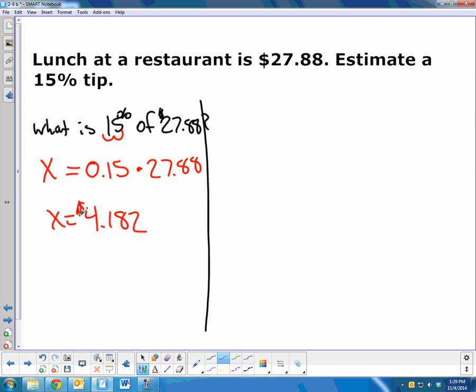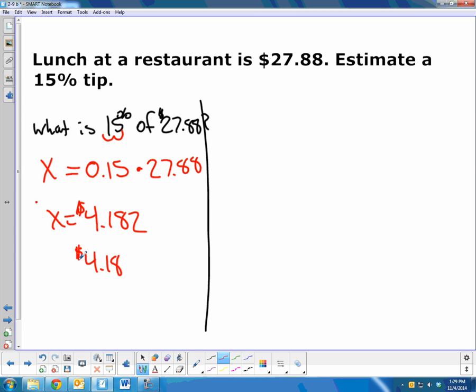However, even though it doesn't say to round, we're talking about money. Nowhere will you ever see a price tag of $4.182. That doesn't work with our money. The smallest denomination we have is a penny. So you do have to round. Even if it doesn't say to round, it's money. Money needs to be rounded to the penny, so $4.18.